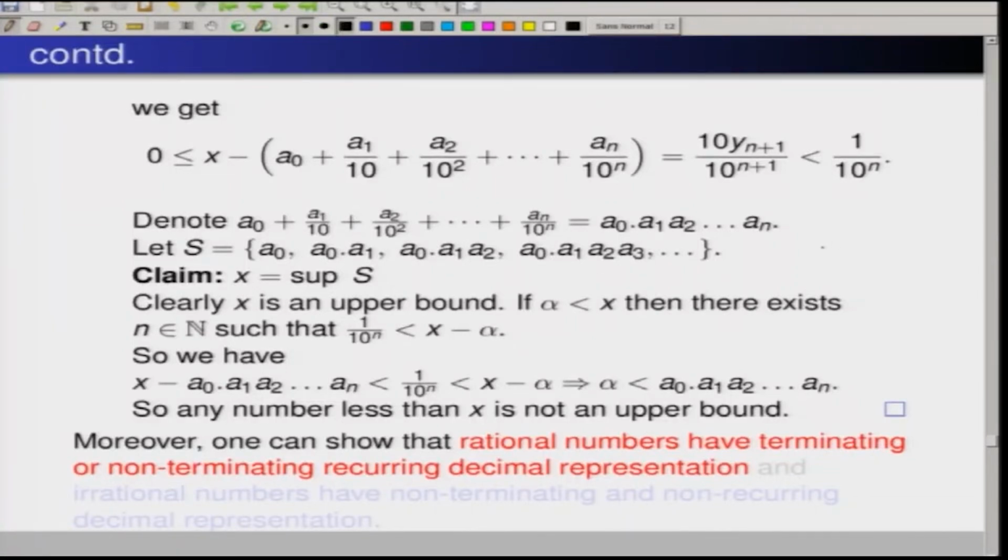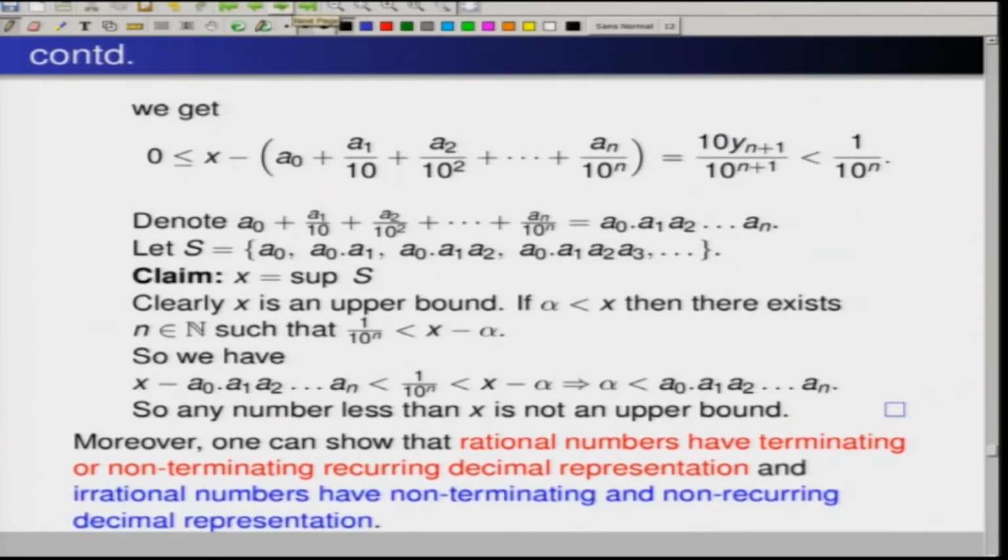That means I have some a0 plus a1, a2, a3, a1, a2, a3, a1, a2, a3. So this is going to be a rational number, and one can also show that the irrationals will always have a non-terminating and non-recurring decimal representation. That means, if some decimal representation is given to us and it is terminating, then it has to be rational, because in class 6 we do this, dividing by 10 to the power whatever times we go.